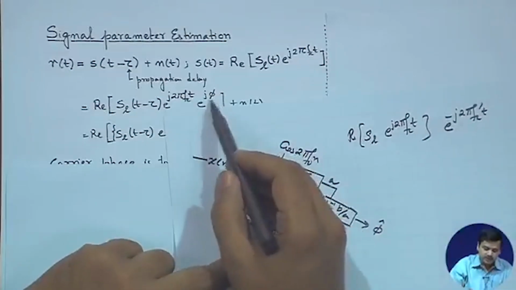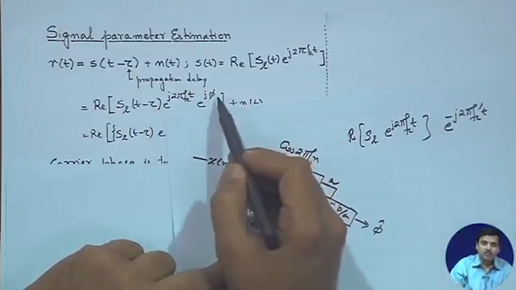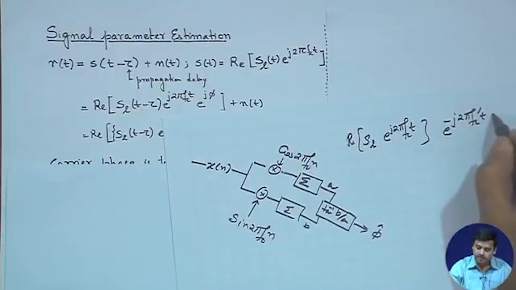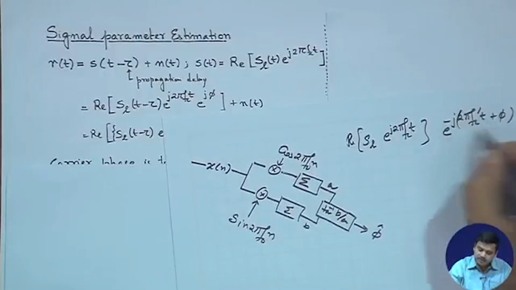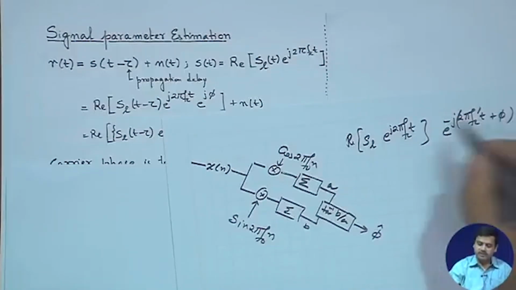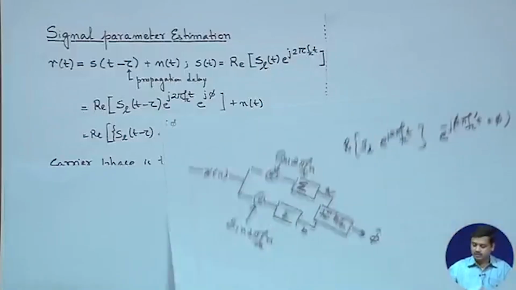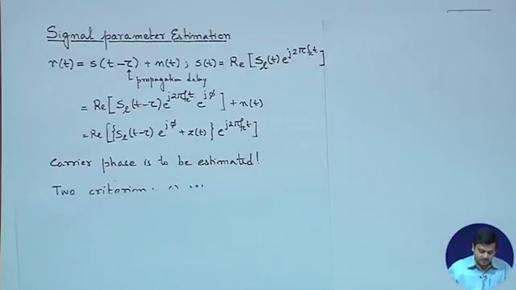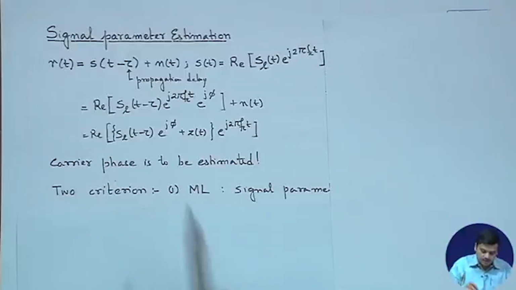So, this phase is mainly due to this delay, along with some additional phase that may be due to the frequency offset, plus there may be some relative phase between the transmitter and receiver oscillators. So, this should capture all the excess phase. So, we need to estimate the carrier phase.